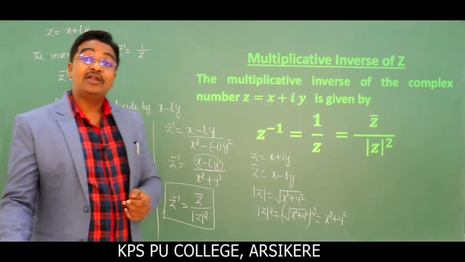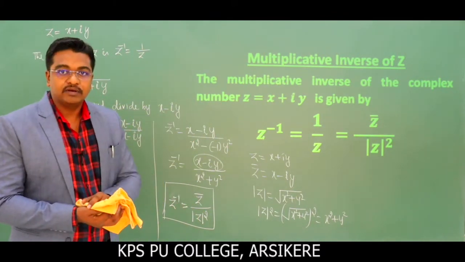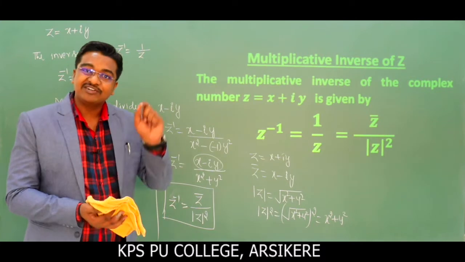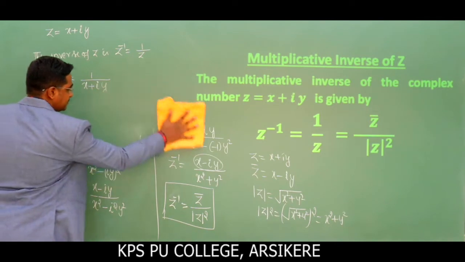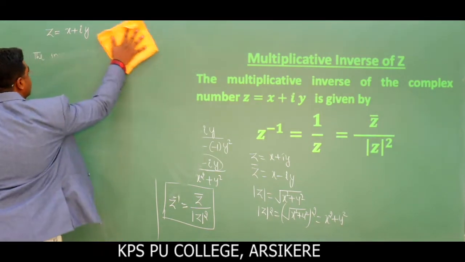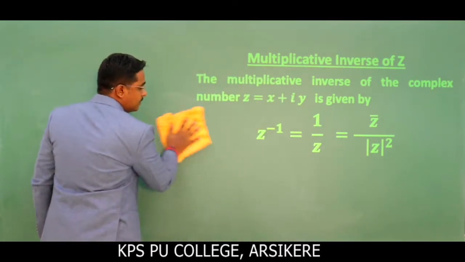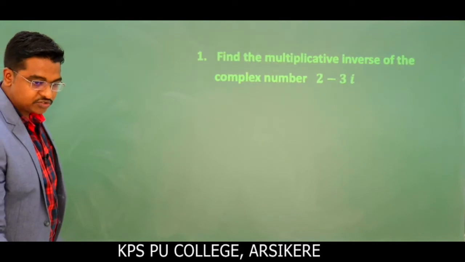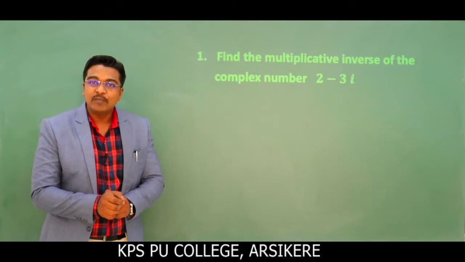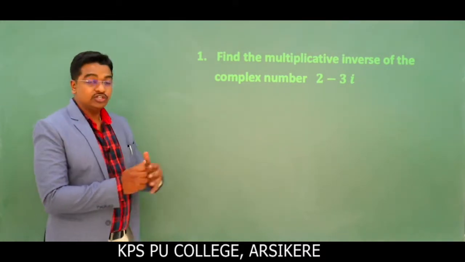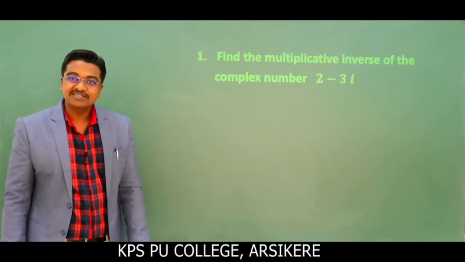Now dear students, I would like to discuss some important problems on the inverse of a complex number. An example can be asked: find the multiplicative inverse of the given complex number. It carries a 3 marks question. We discuss. First question, find the multiplicative inverse of the complex number 2 minus 3i. So write the question. I repeat, find the multiplicative inverse of the complex number 2 minus 3i.